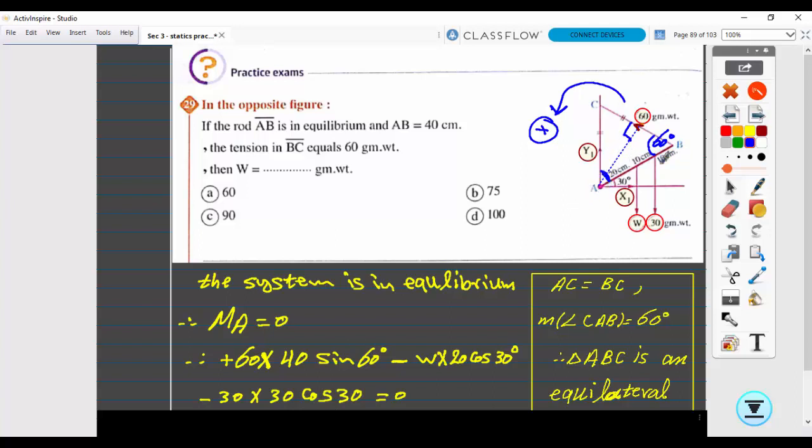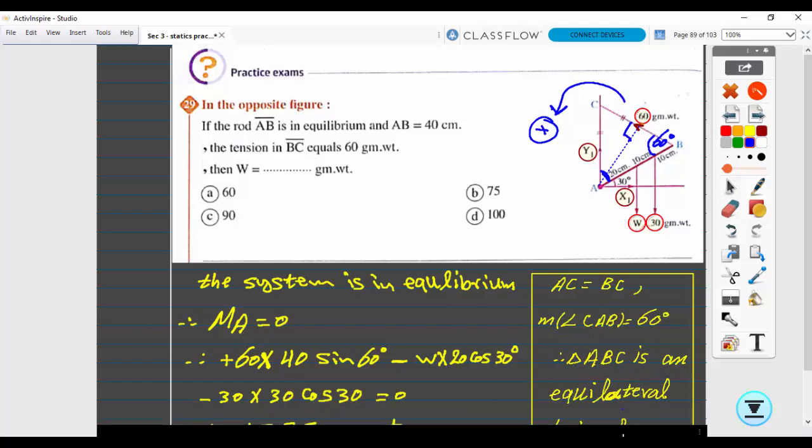But the triangle ABC is an equilateral triangle. It is isosceles, so it will be equilateral: 60, 60, 60. Okay. Now AC equals BC. Measure of angle CAB equals 60. So we can say that triangle ABC is an equilateral triangle.